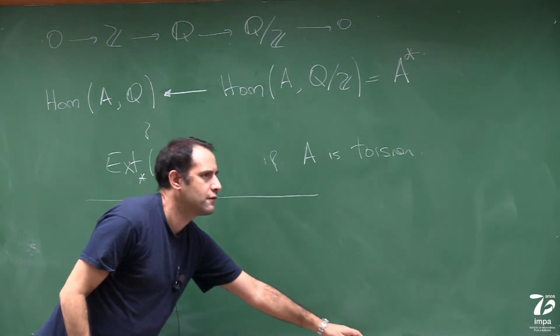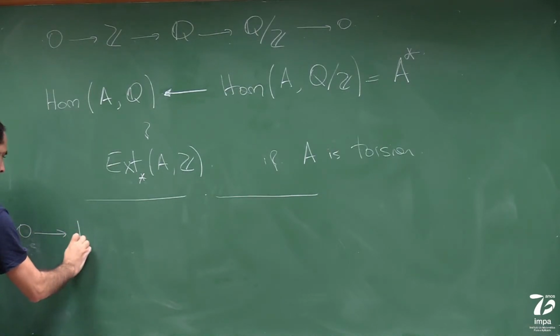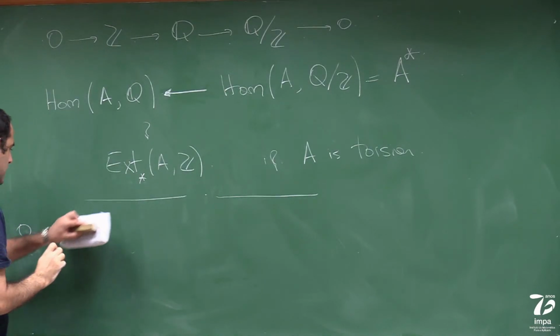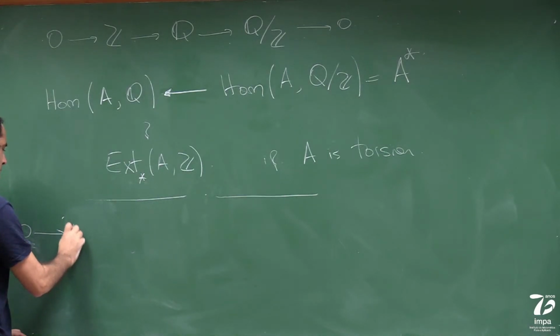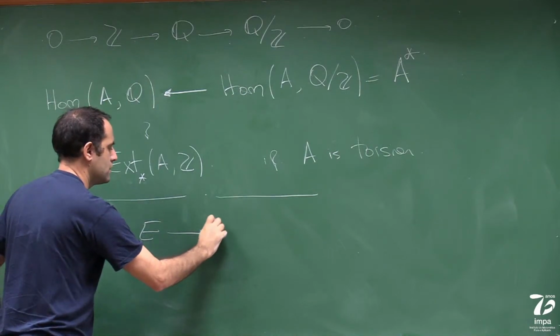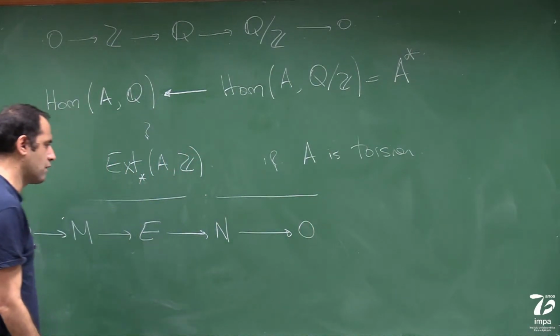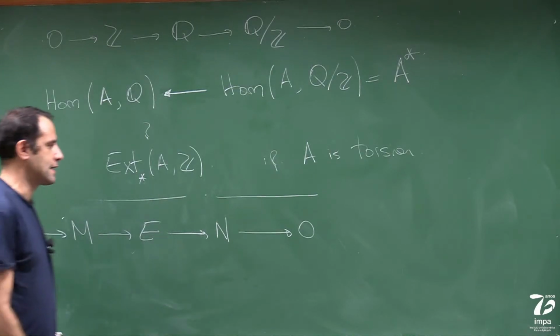Okay, I have little time. I have 20 minutes. Let's do the actual thing that I wanted to do today, which is the following. Let's take an extension of our modules. No, I don't want to take this one. I want to take an extension of this form, M into E into N. A short exact sequence of R modules of this form is called an extension.